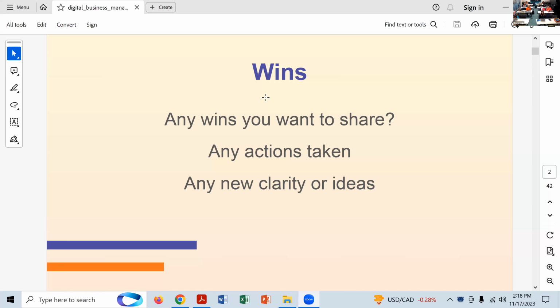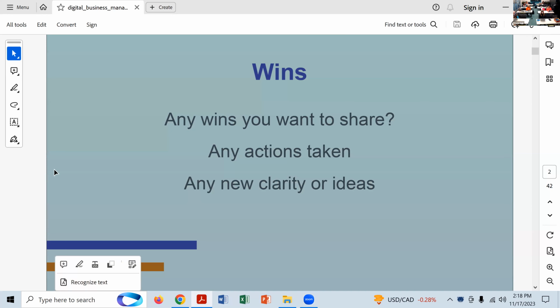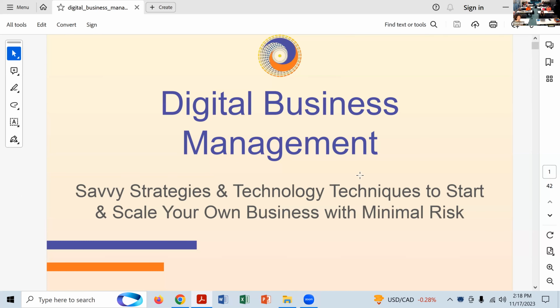Previous slide is the overarching slide. Yep. Okay. The previous slide is digital business management is your company DNA. We will explore. Oh, wait a minute. Wait. Saving strategies and technology techniques to start and scale your own business with minimal risk.